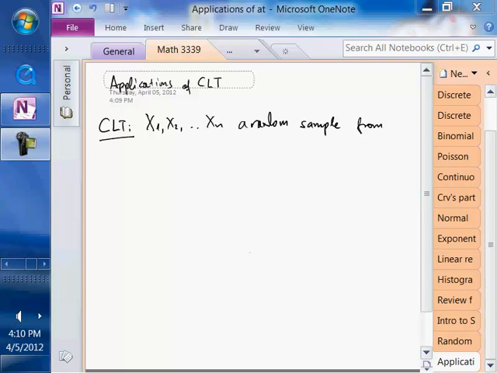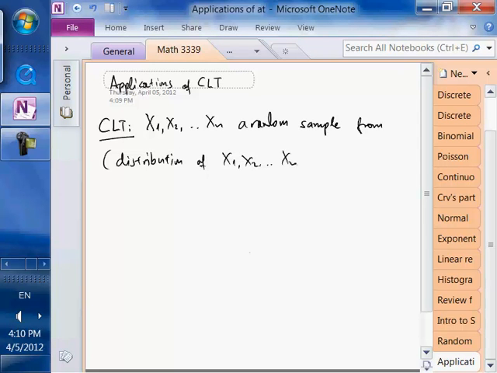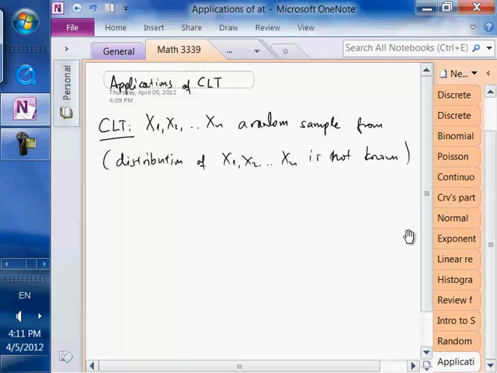which is the distribution that underlies the population, or whatever random variable we want to understand how it behaves. But we're not required to know that distribution. So this is, as we say, a distribution agnostic theorem. It is not known, or we don't need to know it.